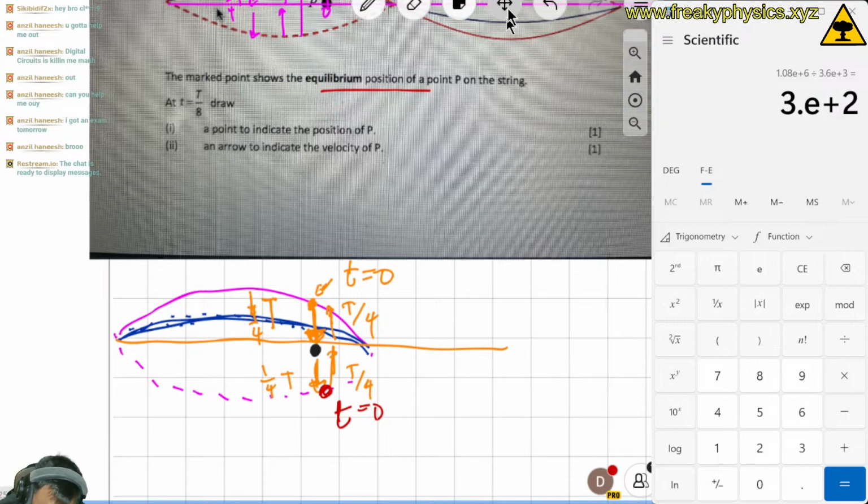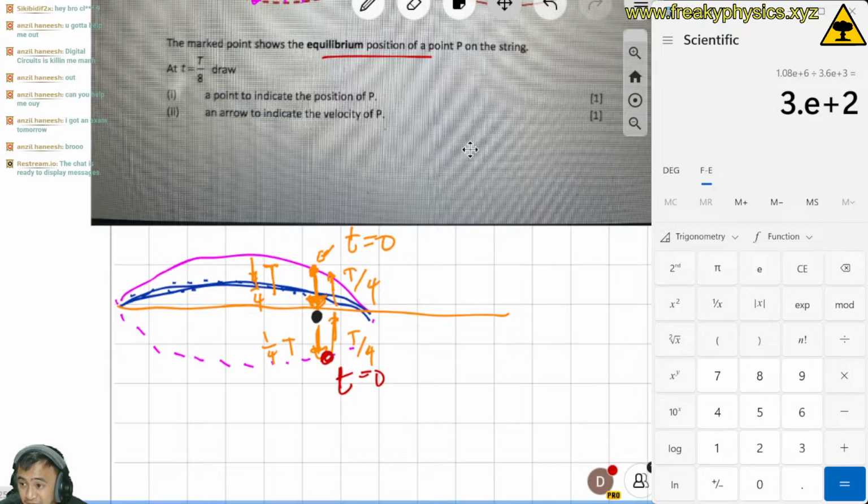Now, that also means because it's in the equilibrium position, it is also oscillating. So we have to just go to the question here. Now we're looking for the time equals 1/8 of the period. So this tells us that this is half of 1/4 period, which also tells us this is half the arrow.